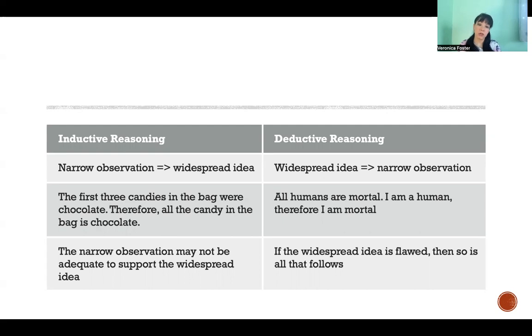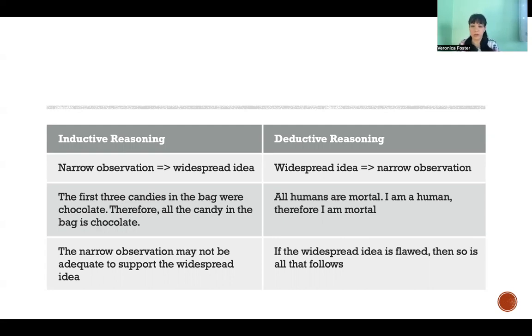But the greater our sample size, so the more pieces of candy we open relative to how many are in the bag, the more confident we can be in our conclusions. So the narrow observation may not be adequate to support the widespread idea. That's the potential downfall in inductive reasoning.